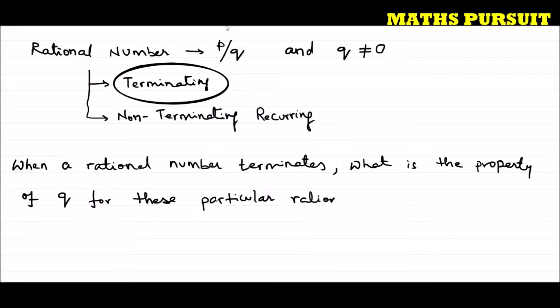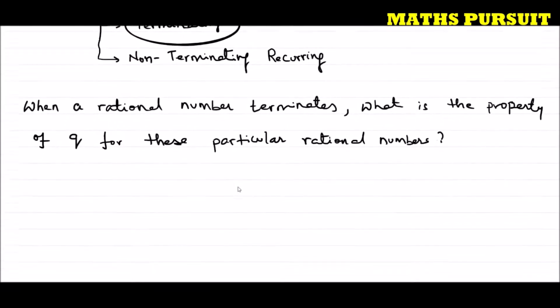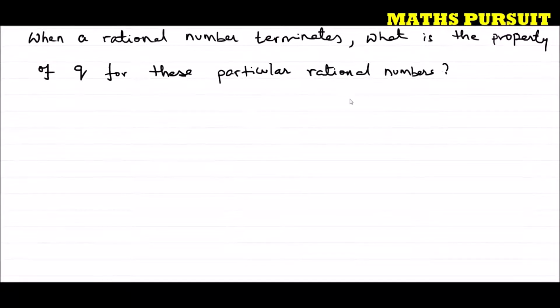Guys, which rational numbers? The rational numbers that are terminating. For those rational numbers, what is the property of q? Now, the question is very simple and very straightforward. The question is saying, when a rational number terminates, what is the property of q for these particular rational numbers? Now guys, let us have a look at some examples so that things will be more clear.